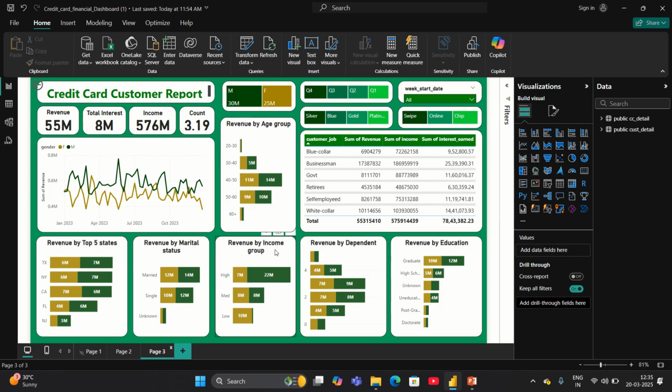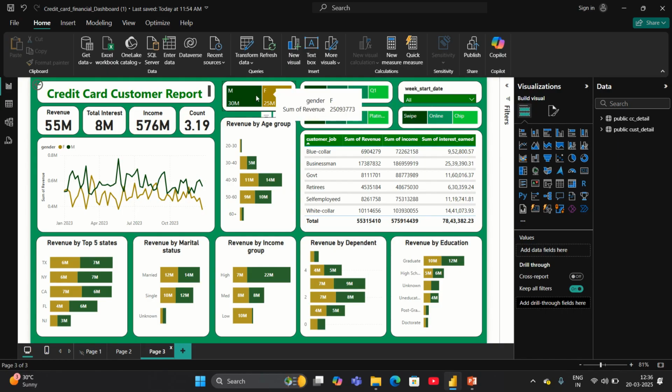Here we can see revenue by income group. High income females are the biggest spenders. Low income individuals have the lowest spending habits, indicating a need for targeted financial solutions. Here we can see revenue by dependent. Individuals with dependents spend more, likely due to family expenses. Here we can see revenue by education. Graduates are the highest spenders. Lower education levels correlate with lower revenue.